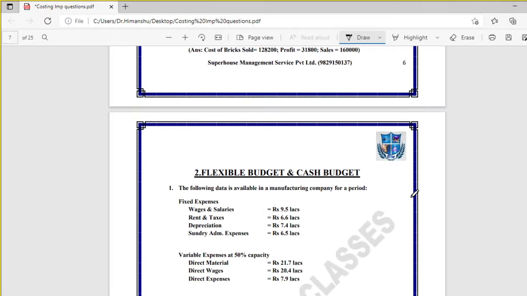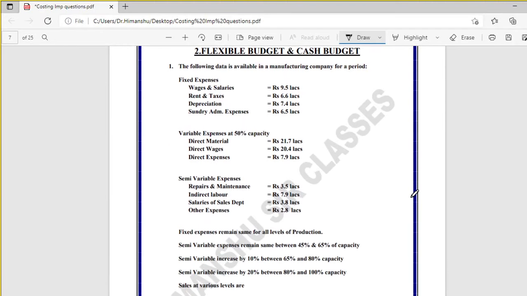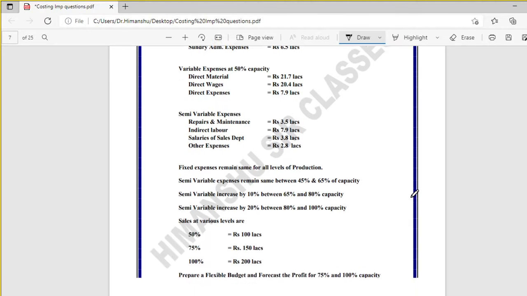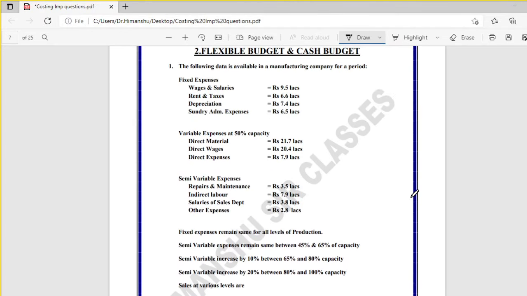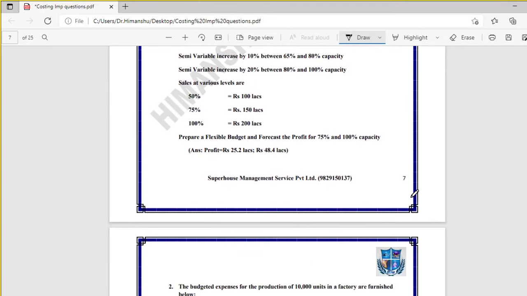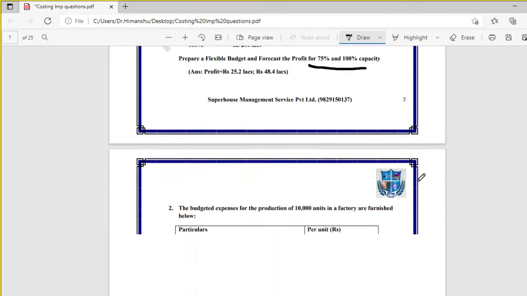We move on to the next one, flexible budget and cash budgets in budgeting. These are the two most important budgets where we are concerned with fixed costs, variable costs, semi-variable, and we have to forecast the budget for 75% to 100% capacity.